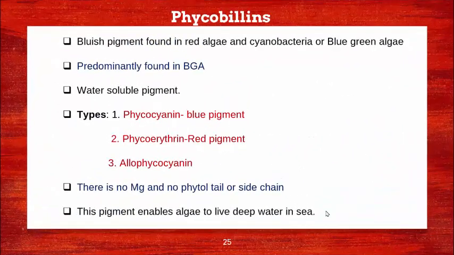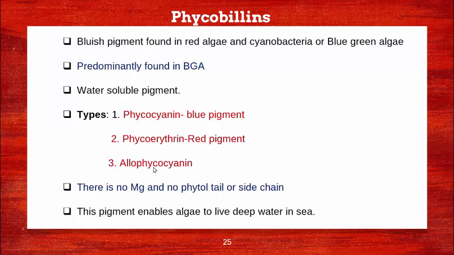Let us see the next class of accessory pigment, that is phycobilins. The name phycobilins indicates the algal origin of the pigment. Bluish pigment found in red algae and cyanobacteria or blue-green algae. It is predominantly found in blue-green algae. It is water-soluble pigment. Phycobilins are of three types: phycocyanin, blue pigment; phycoerythrin, red pigment, and third type is allophycocyanin. There is no magnesium and no phytol tail or side chain in the structure of phycobilins. This pigment enables algae to live in deep water in the sea.